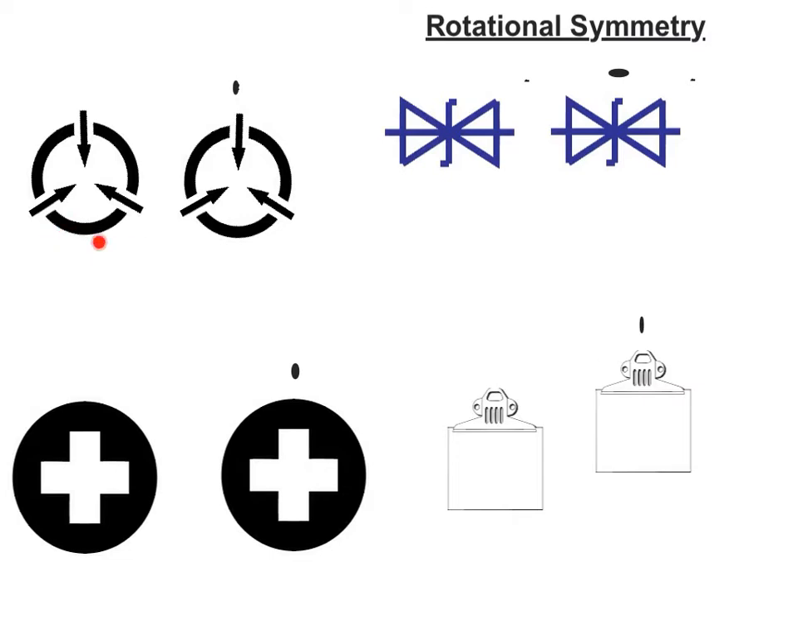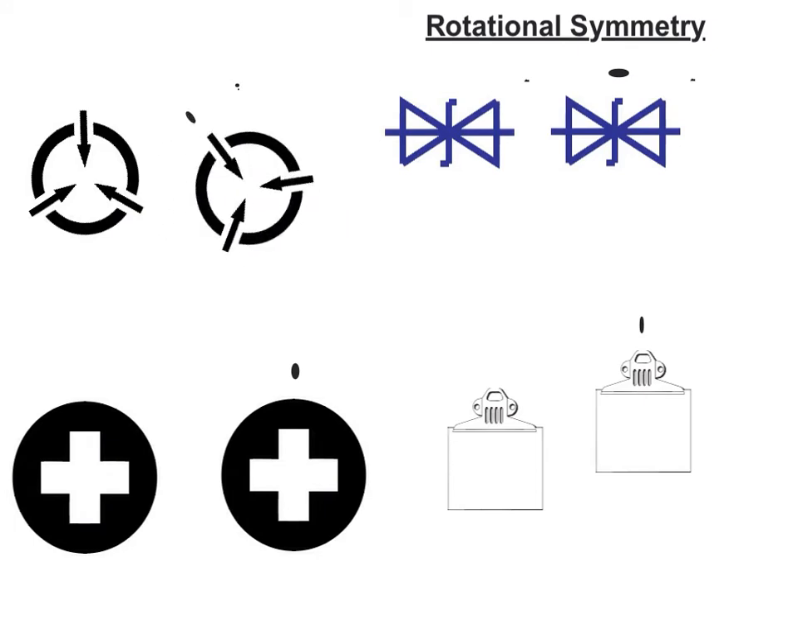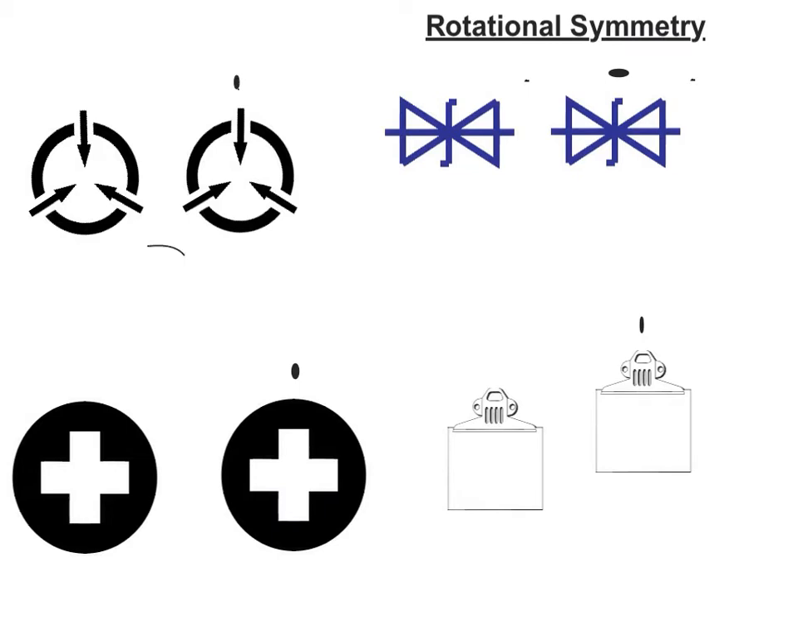So for this first one here, I'm going to turn the right-hand one and see how many times it looks the same before the dot gets back to the top. So it looks the same there. 1, 2, and 3. So that has rotational symmetry order 3.